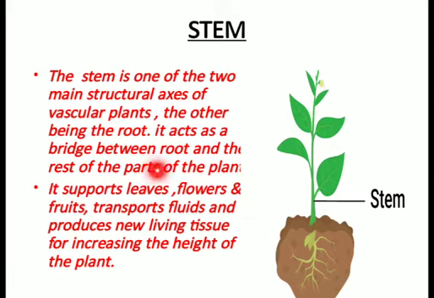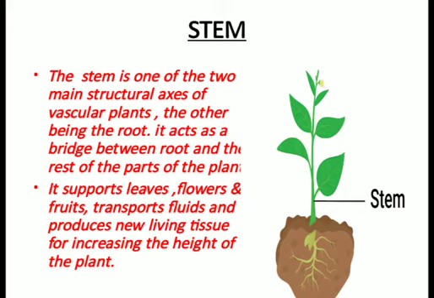The stem acts as a bridge between the root and the rest of the parts of the plant. That is, this is the stem and this is the root, and these are the various structural components, leaves, flowers, fruits, etc. of the plant, and the connection between the root and the rest of the organs is maintained by what we call the stem. Of course, the stem is a very crucial and important component.